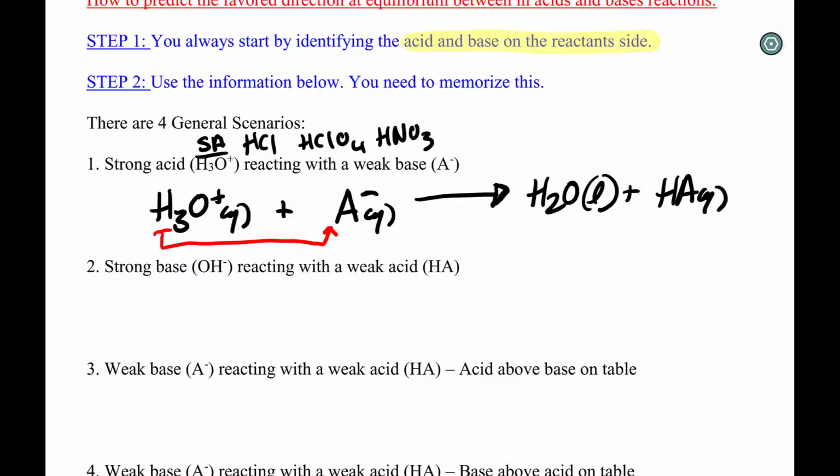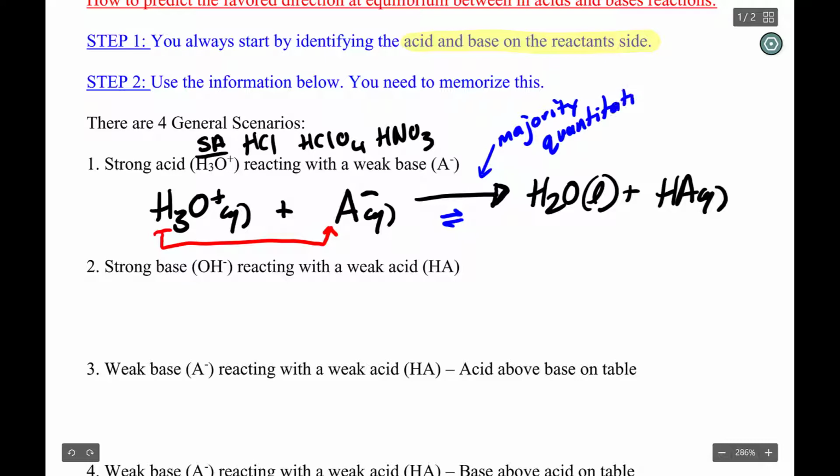So I do want to say this: very rarely this will be in equilibrium and favor the products. The majority of the time, this is going to be quantitative. At this level of chemistry, we don't need to know when this happens, when it's in equilibrium and favors the products. We only need to know whether it favors the products or reactants, which is that black arrow.